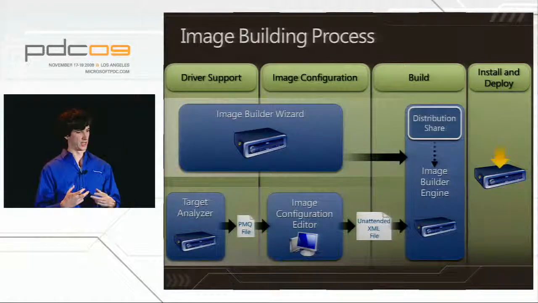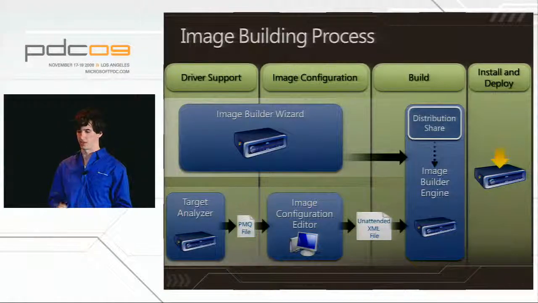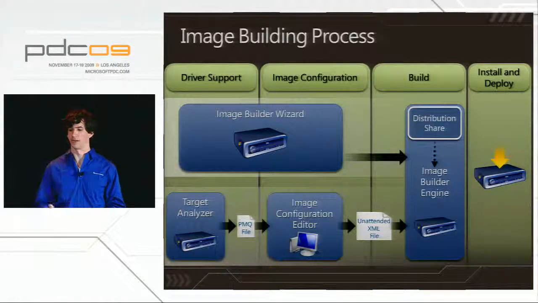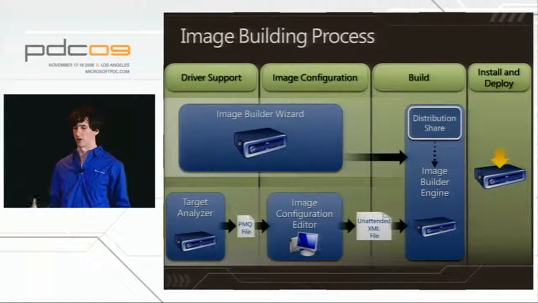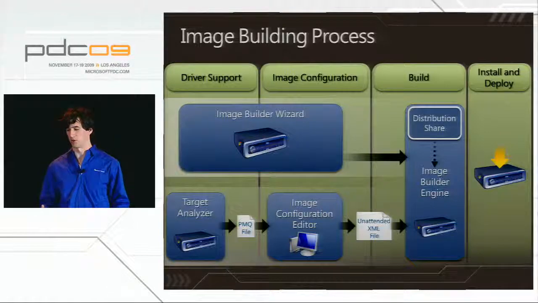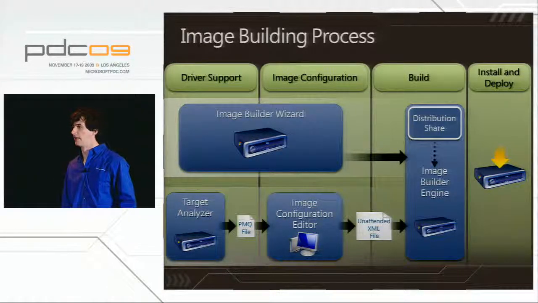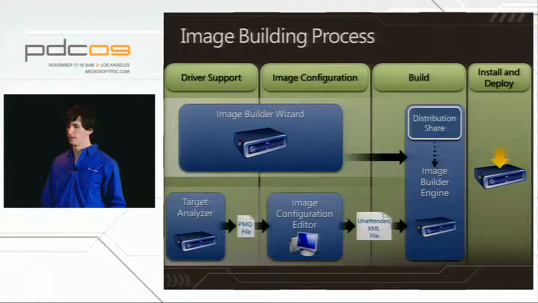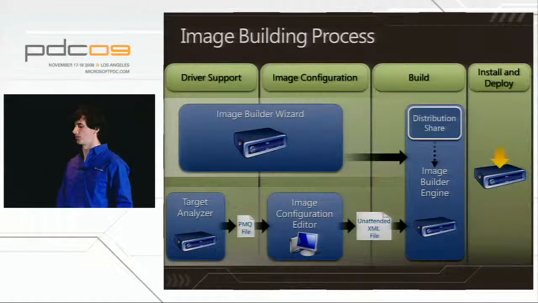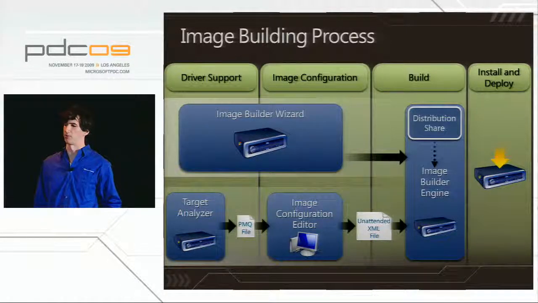So I use image configuration editor, which I'm installing on a dev machine, and still deploying using the image builder engine. I have the additional step of figuring out my hardware, for which I'm going to use the Target Analyzer tool to generate a PMQ file, which, as Rob talked about, enumerates all the devices on that hardware. And then I can feed that into image configuration editor and figure out what drivers I need. The output of image configuration editor is an XML file, which represents all of the packages and any custom applications or drivers I want to include.